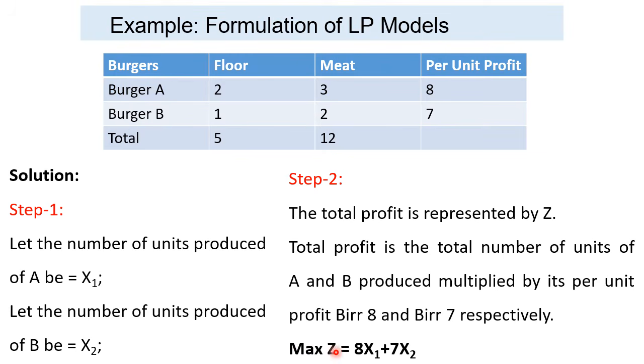Maximize Z equals 8 times x1. 8 means the per unit profit obtained from A, and x1 is the number of A burgers, plus 7x2. 7 is the per unit profit of B type burger, and x2 means the number of B type burgers that we are going to prepare. So this is the objective function.